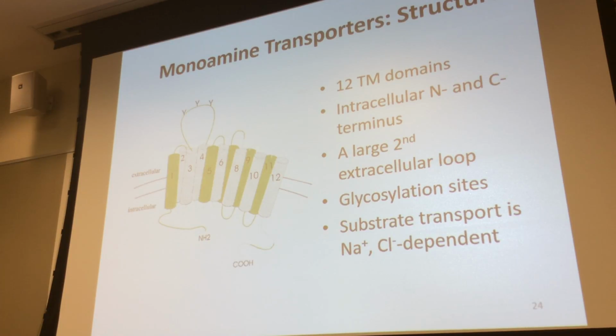Okay, so here's a typical structure of the monoamine transporters. It has 12 transmembrane domains with DAT, NAT, and SERT. The N terminus is intracellular, and the C terminus is also intracellular. This is very different from the GPCR you have learned, which has 7 transmembrane domains. The N terminal is what? Extracellular, and the C terminal is intracellular, okay? And for the monoamine transporter, there's a huge second extracellular loop, and it has this glycosylation site.